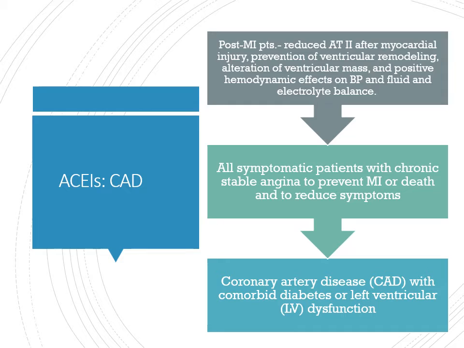So for patients with coronary artery disease, there are a variety of mechanisms that can help, especially in post-MI patients. They can reduce angiotensin II after myocardial injury occurs in a heart attack. They can prevent ventricular remodeling in those myocytes that are not part of the injury, or the non-infarcted myocytes. They can cause an alteration in the ventricular mass, so there's less hypertrophy, and they have a positive hemodynamic effect on the blood pressure and the fluid and electrolyte balance.